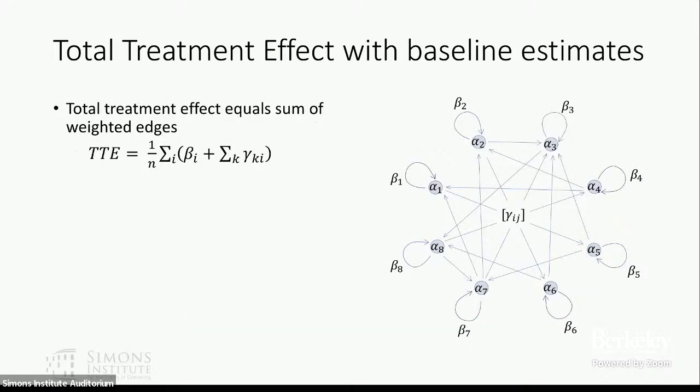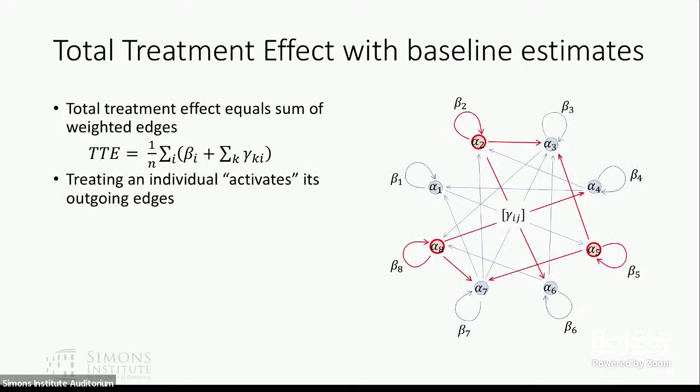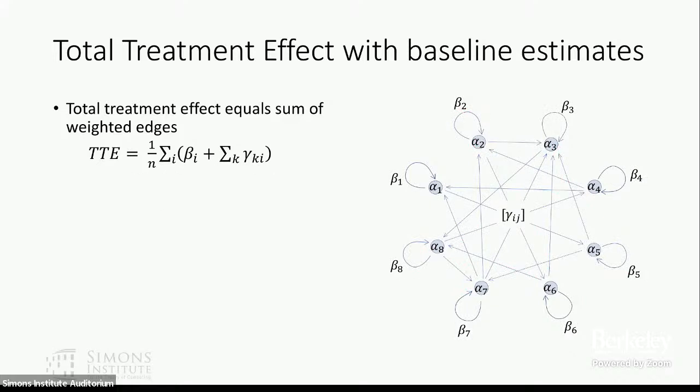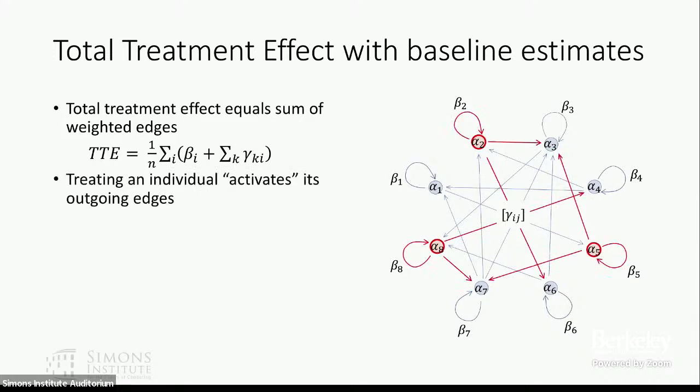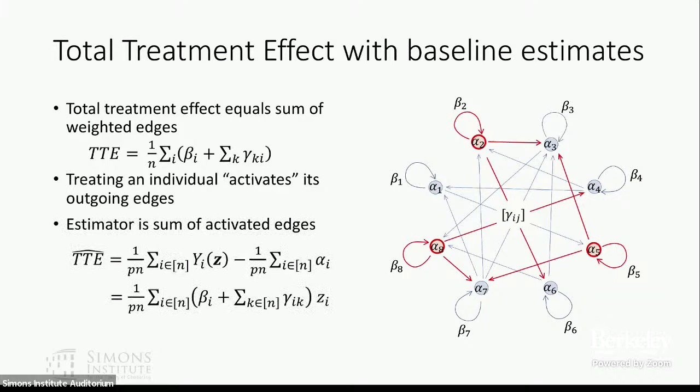So let me give you the intuition for why the result holds. Actually, it's very easy to see from the graph. For this heterogeneous linear outcome model, when you view it as a graph, you can think of the total treatment effect as the sum of the weighted edges. In particular, if you write out the total treatment effect and subtract out the baselines, you get exactly the sum of all the self edges and also all the edges across. And treating an individual activates its outgoing edges. And the estimator, when you write it out and rearrange it a little bit, you can show is nothing but the sum of these activated edges.